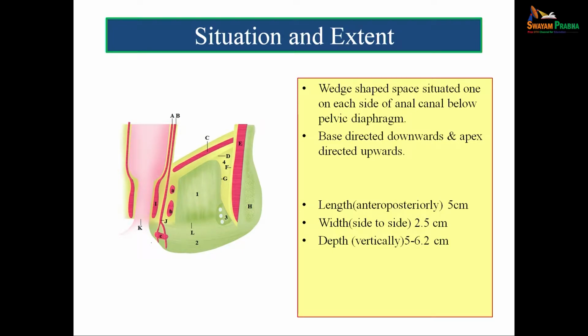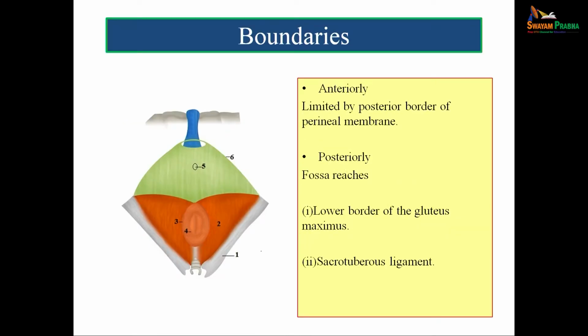So, why this morphometry is important, we will go into the detail subsequently. At this point of time, I do not want to touch it. So, continuing further with the boundaries of the ischioanal fossa, it has got an anterior boundary and a posterior boundary also.